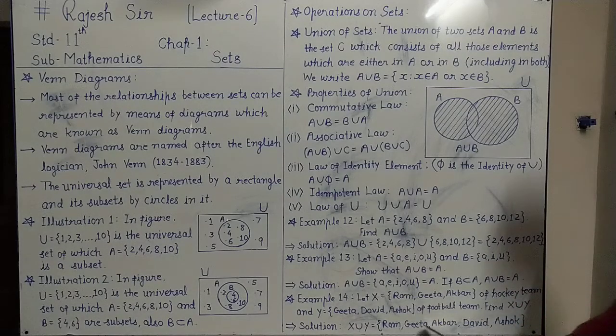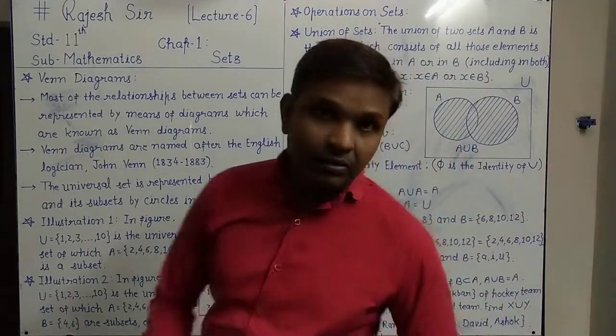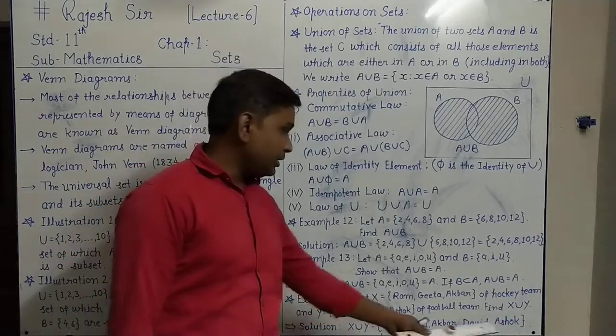So Ram, Geeta, Akbar, David, Ashok. In this set, we have the names of the players of X as well as Y as well as in both. So all the names we have. So this is called the union of two sets, that is X and Y. So X union Y it is.